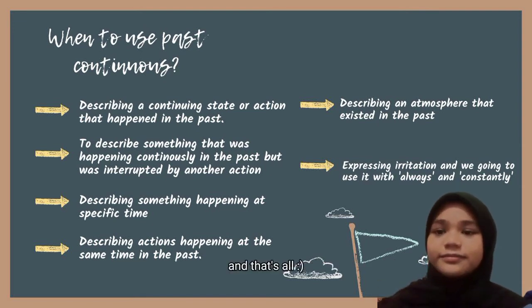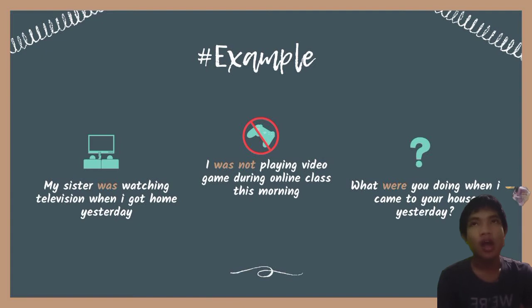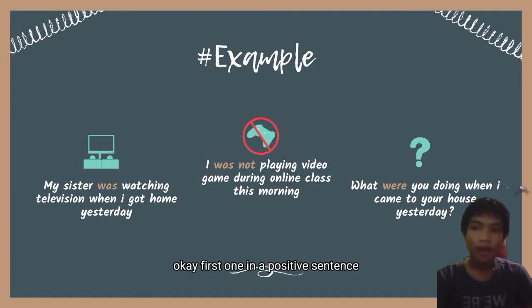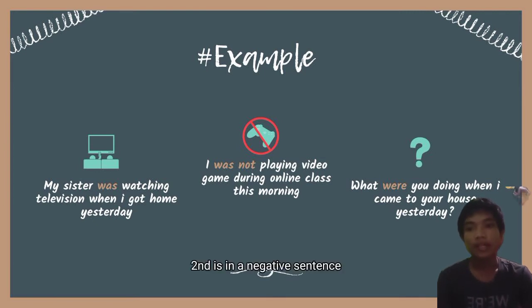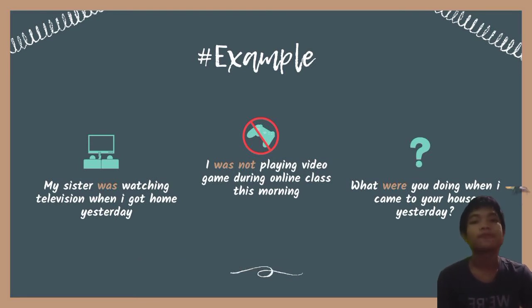And that's all. Okay, next, I will give you 3 example sentences of the past continuous tense in 3 categories. First one, a positive sentence: My sister was watching television when I got home yesterday. Second, a negative sentence: I was not playing video games during online class this morning.